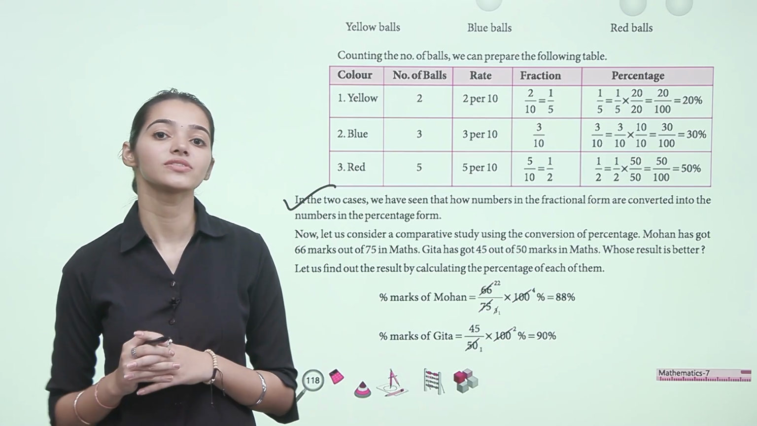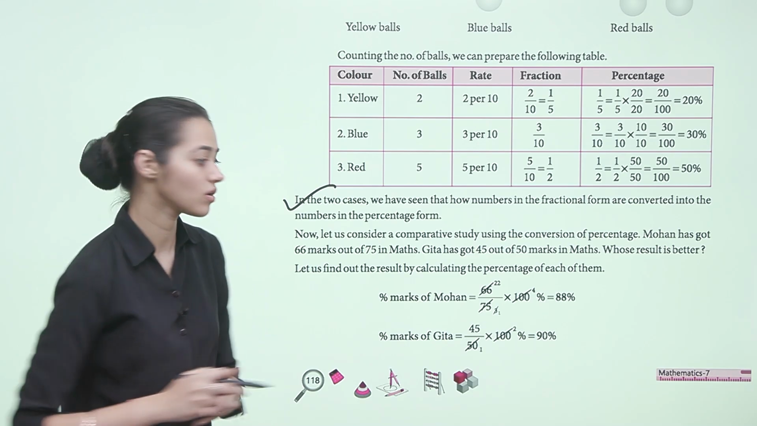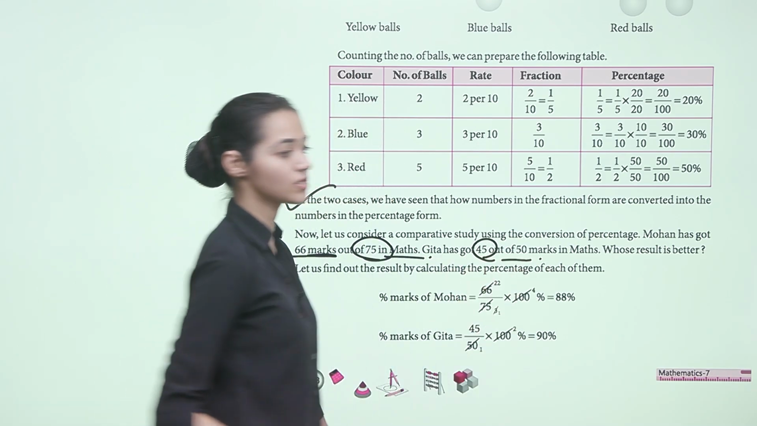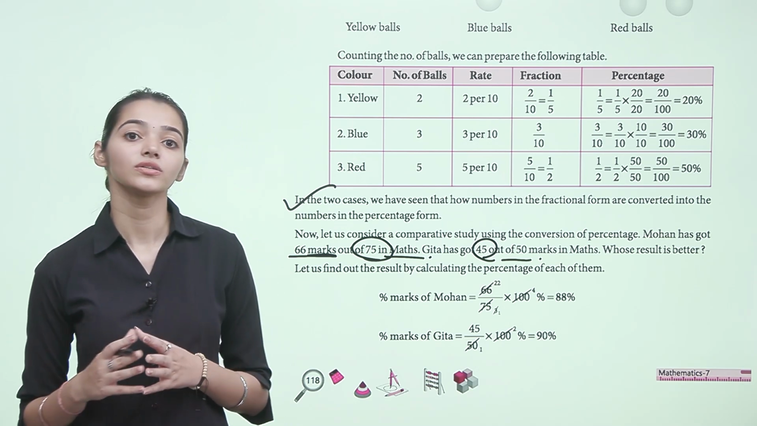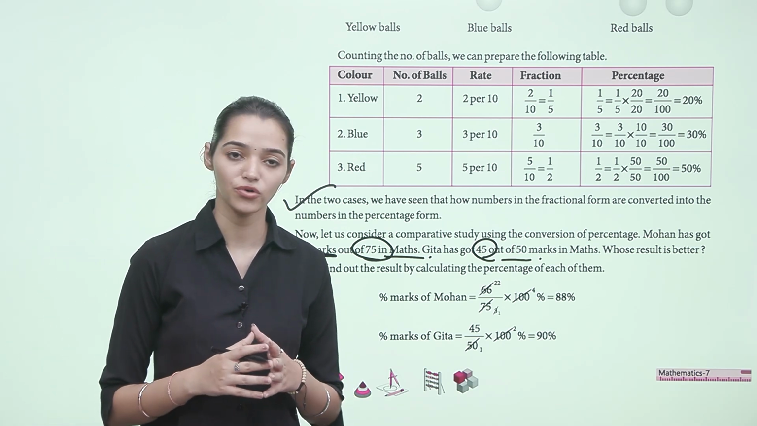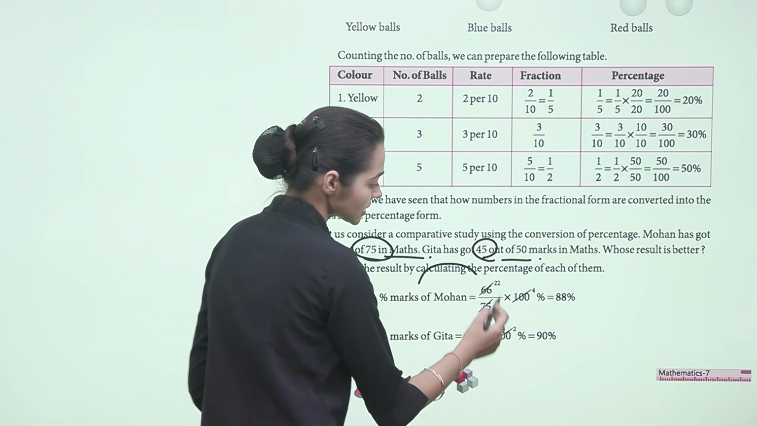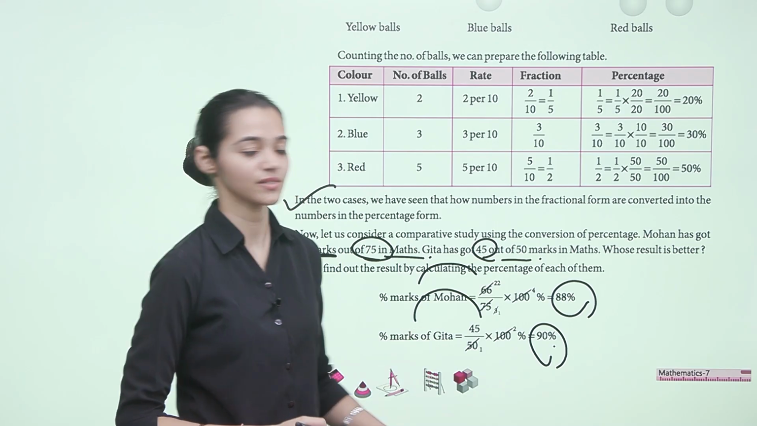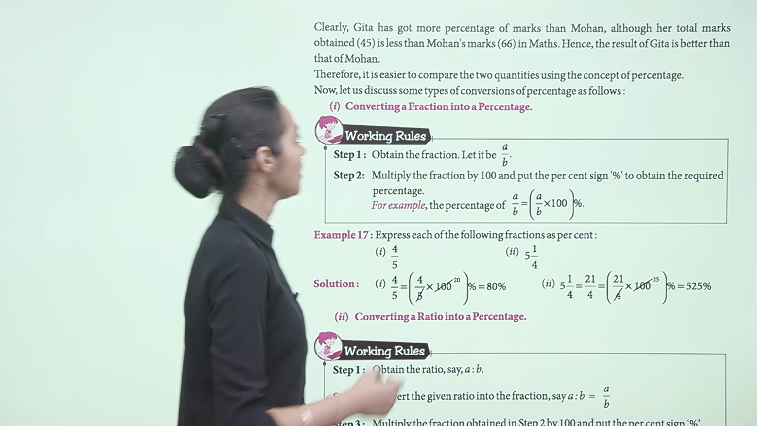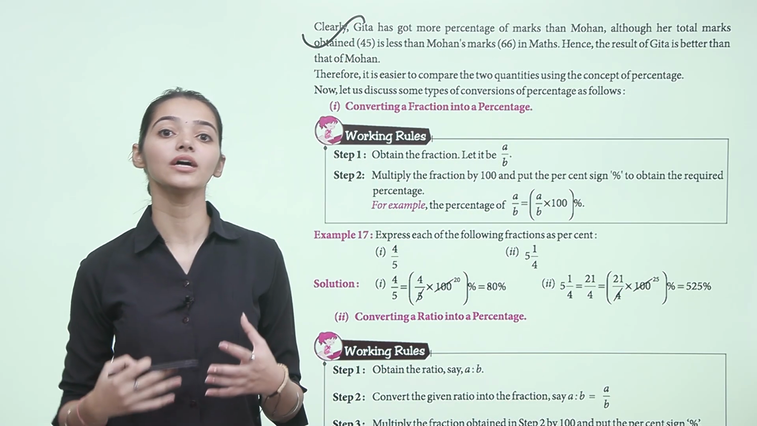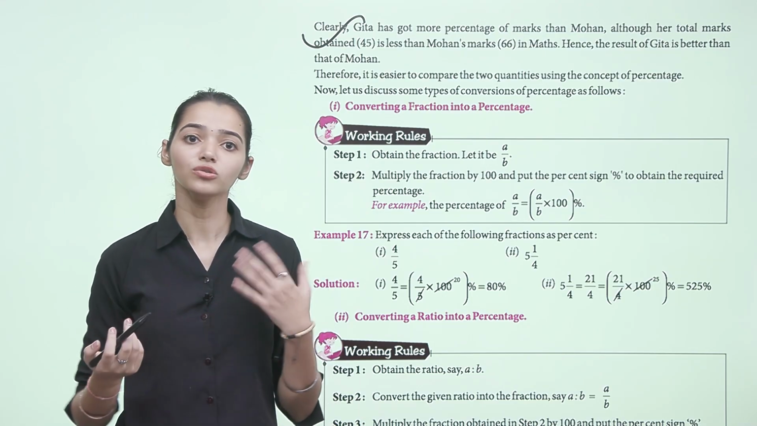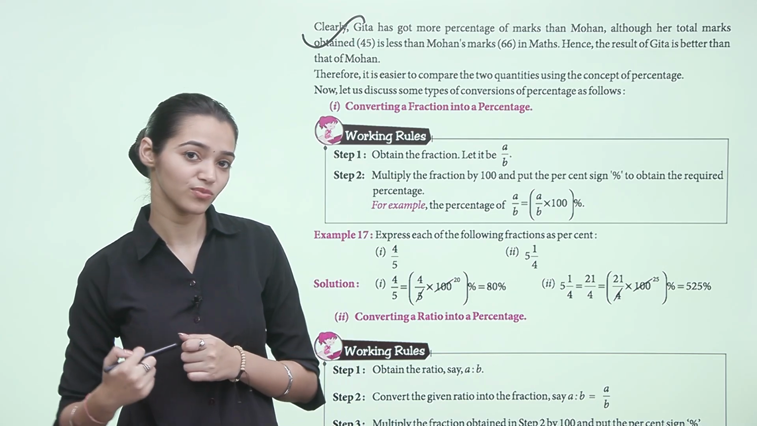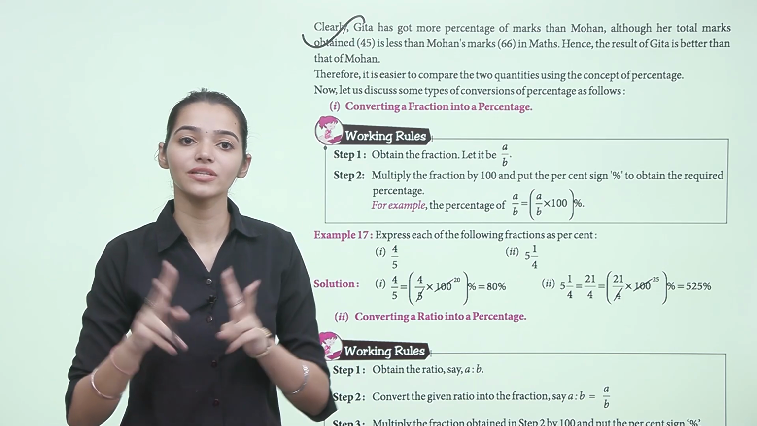Now let us consider a comparative study using the conversion of percentage. Mohan has got 66 marks out of 75 in maths. Geeta has scored 45 out of 50 in maths. Whose result is better? Let us calculate the percentage for each of them. The percentage of Mohan is 66 by 75 into 100, that is 88%, and the percentage marks of Geeta is 90%. Clearly Geeta got a higher percentage of marks than Mohan, although her total marks obtained, 45, is less than Mohan's marks. Hence the result of Geeta is better than that of Mohan. So it is easier to compare two quantities with the help of percentage.